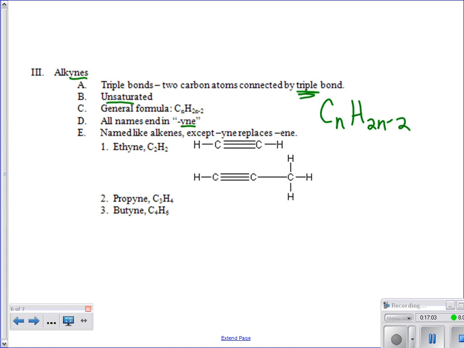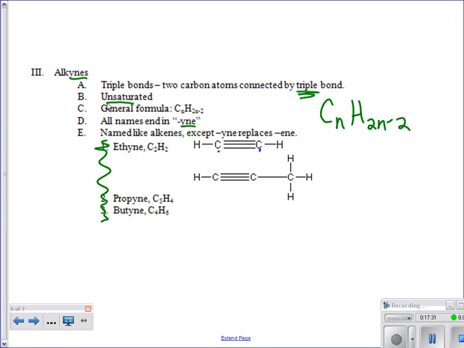Again, we're going to use our same prefixes, so I'm going to get rid of this numbering system. You can't have a methine, not possible to have a triple bond if you only have one carbon. So we continue with these. Not all of the prefixes are written down. Something I do want you to notice though here, in this first one, ethine, you only have 2 carbons. The only possible place for a triple bond is between those 2 carbons.